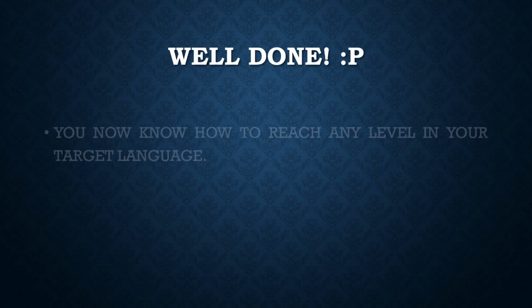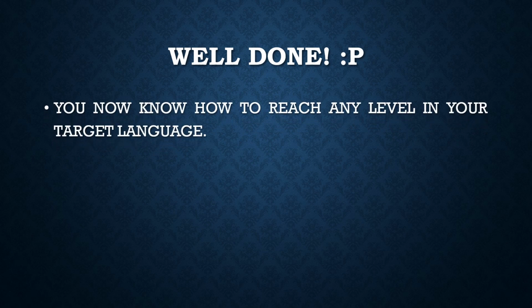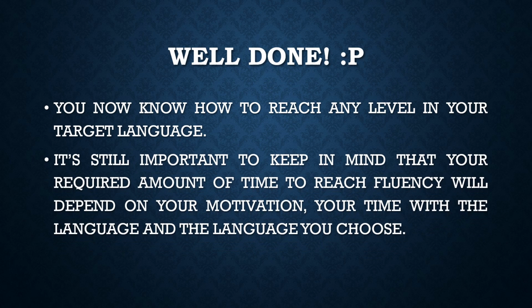So, good job. You did it. You now have a proficient level in your target language, but please keep in mind that the amount of time required to reach fluency will depend on your motivation, your time with the language, and the actual language you choose. Like, to reach fluency in Chinese, it's not the same amount as to reach fluency in Russian or, I don't know, Romanian per se. So, yeah. Okay, that's it for this video.